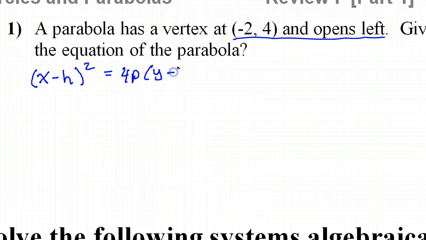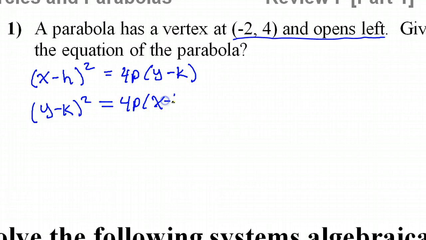First of all, the fact that it opens to the left. We always have to decide when we're thinking about a parabola which of the two models we're going to use. Will we use the one that's x minus h squared is equal to 4p times y minus k, or will we use the one that's y minus k squared is equal to 4p times x minus h? In other words, are we doing x squared or y squared?